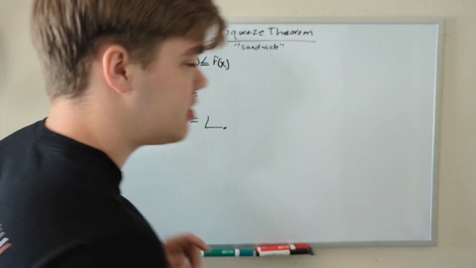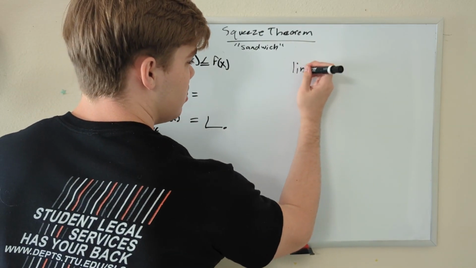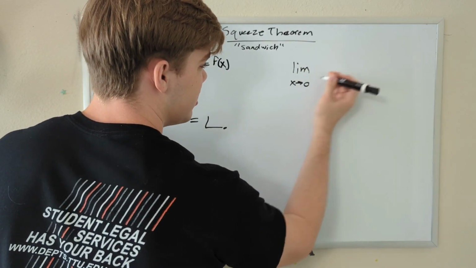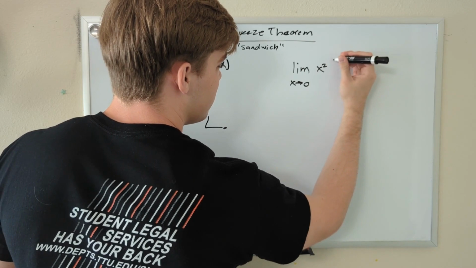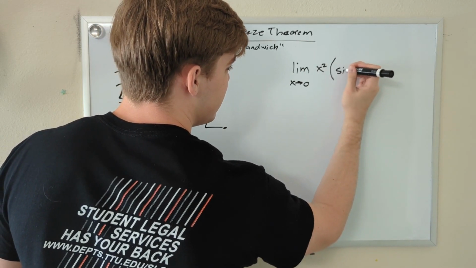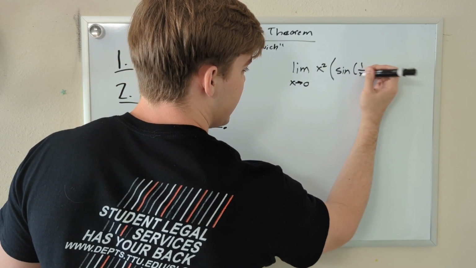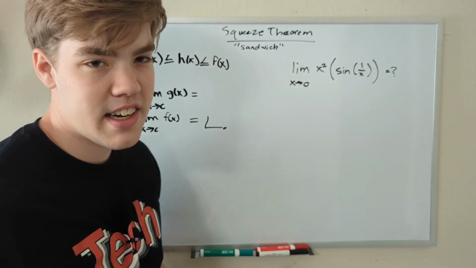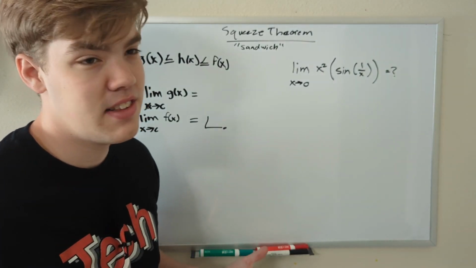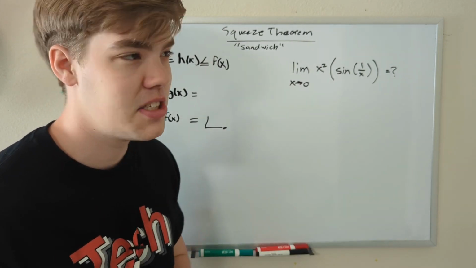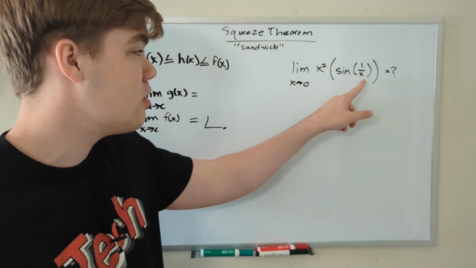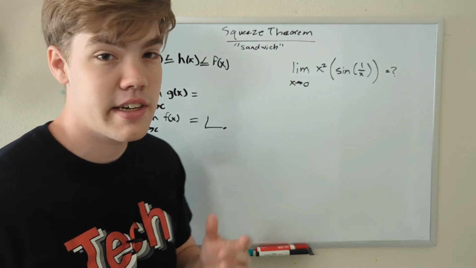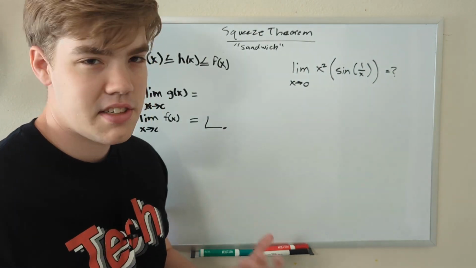So the example we're going to use today is the limit as x approaches 0 of x squared times sine of 1 divided by x. What is the limit of this function? Well, at a glance, we're not just going to be able to solve it by looking at it and say, oh, it's just 3 times 2 equals 6. No, if we plug in this 0, we're going to get an undefined expression here because we cannot divide by 0. So we're kind of stuck.